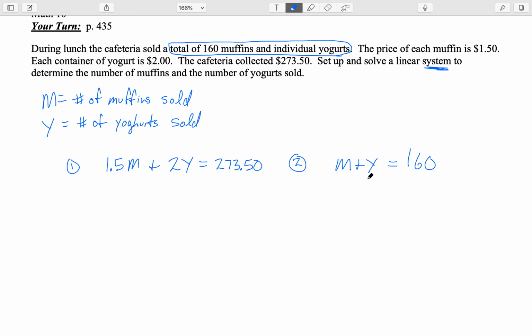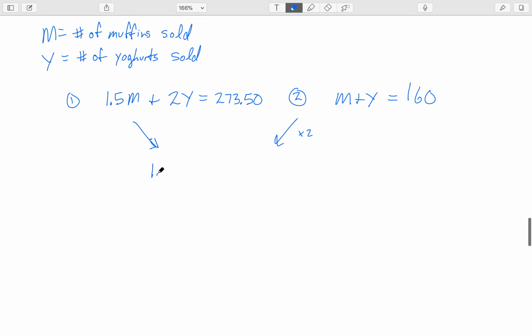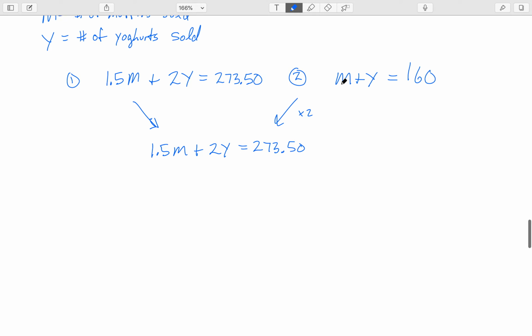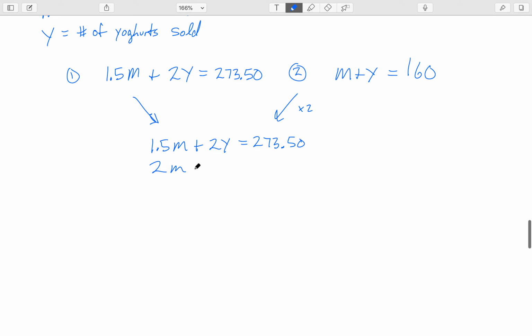Now, this one's pretty easy to solve for move over the Y or move over the M. You can substitute one into the other. But let's do it by elimination, because elimination is pretty slick here. It's pretty easy. Watch. 1.5 M's, 2 Y's. Why don't we just double this one and then we can make the Y's the same. So I'm going to rewrite these two, but I'm going to multiply this equation by 2. So watch. 1.5 M's plus 2 Y's is equal to 273.50. Double this one. 2 M's plus 2 Y's is equal to 320.